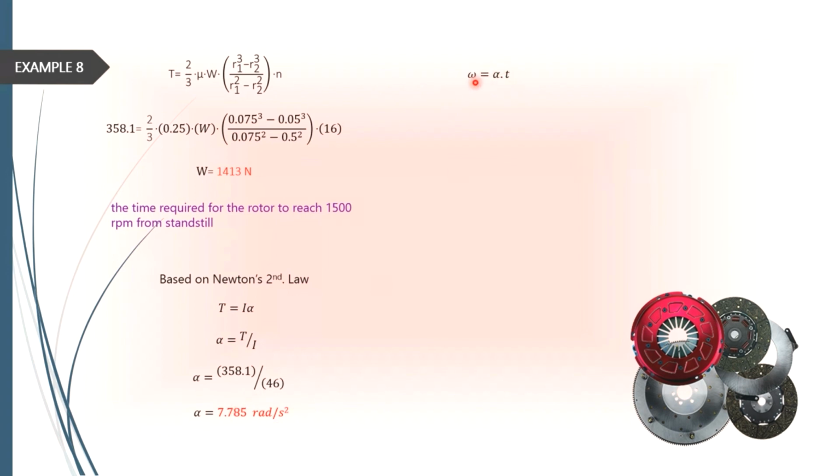Once you have your angular acceleration, and we know that the speed is 1500 RPM, which you need to multiply by 2 pi over 60 and change t to be the subject, you will be able to find out the time, which is 20.2 seconds.